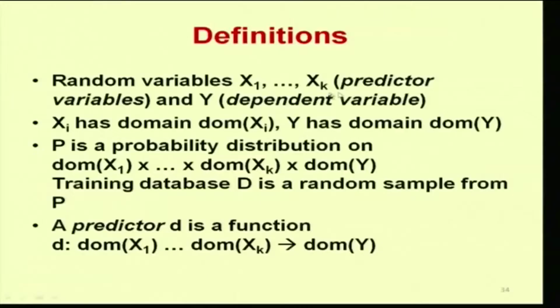Random variables X1 to Xk are the predictor variables, and there will be one dependent variable other than that. Xi has a domain dom Xi and Y has dom Y. So, the probability distribution on the combination of these domains is what we are trying to find, and the training database D is a random sample from this probability, that is what we are assuming. So, a predictor is a function which tries to predict, given these values, what is Y.